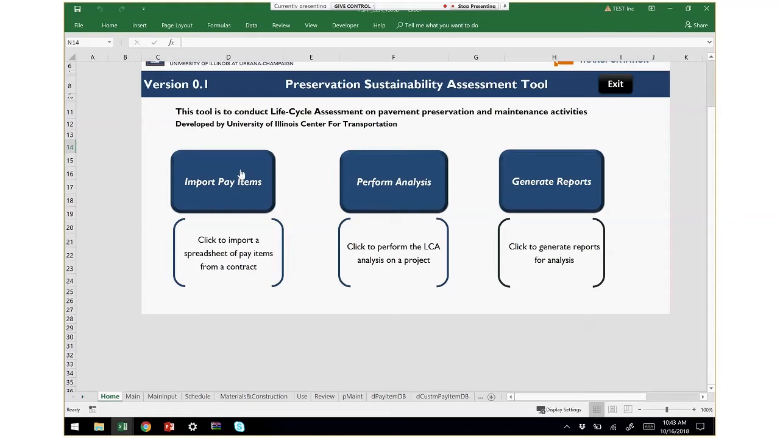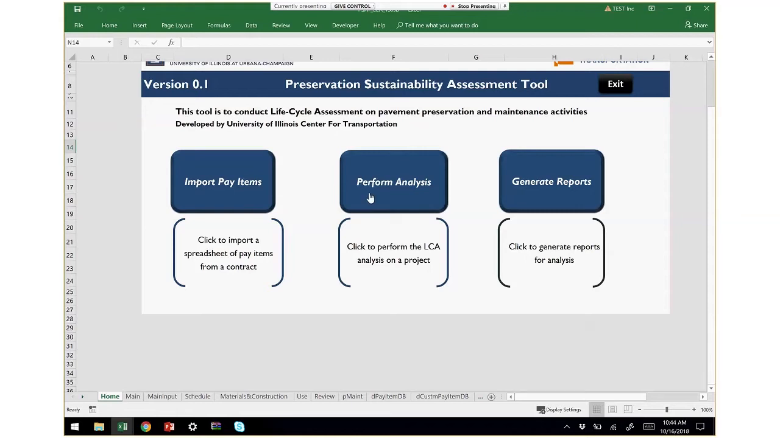So we have multiple options here for the initial stage. We wanted to develop the tool using the pay items because we believe that's really important for consistency with the procurement processes. It also makes it much more convenient for the agencies to adapt the tool if we really use the same language that they have been using with the contractors. So that's why we have the option here to import your pay items to this tool to be able to run the LCA for your treatments.